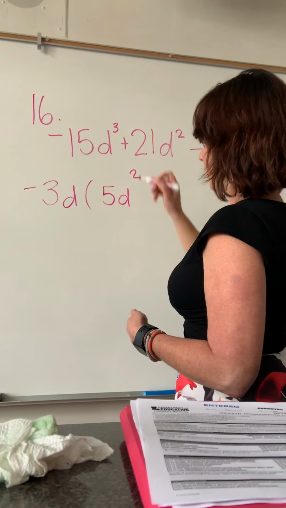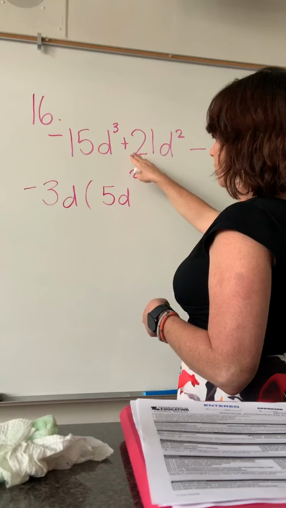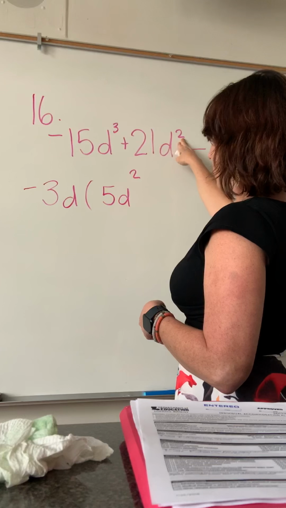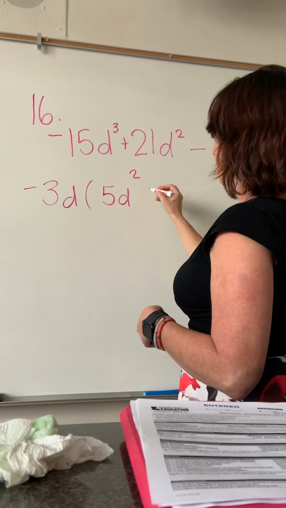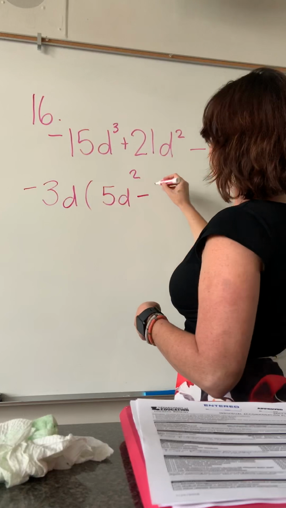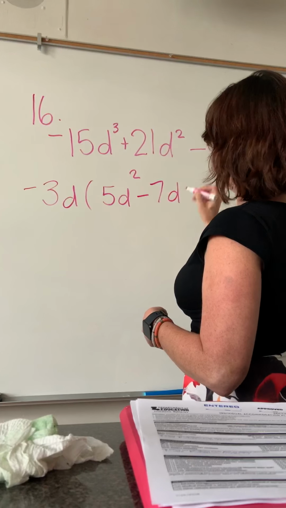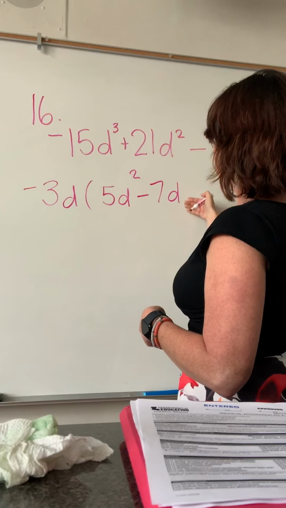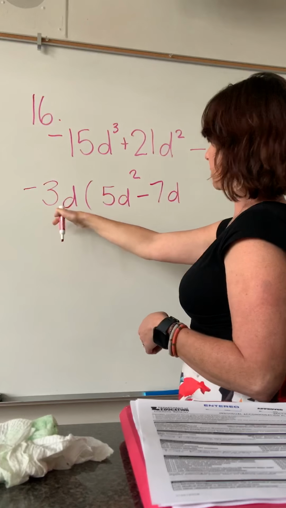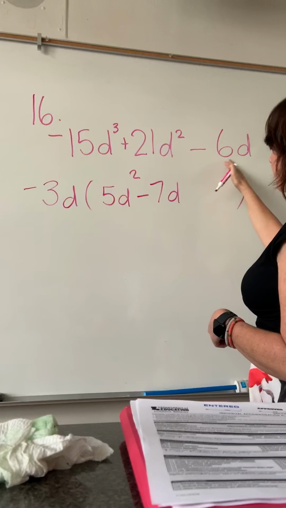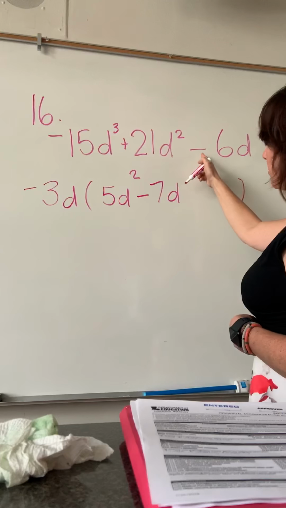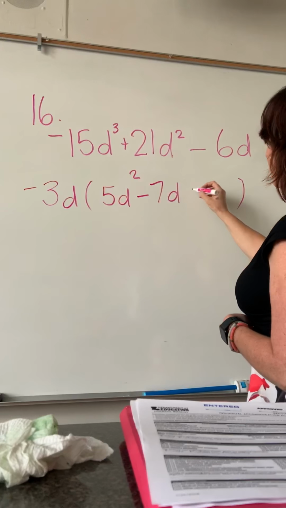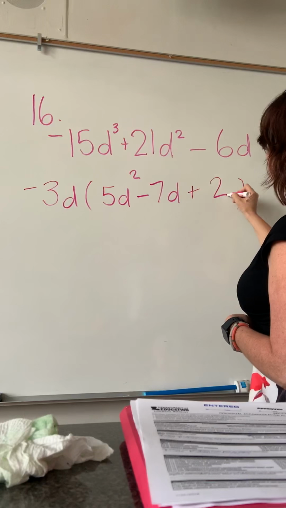And that makes that positive 5d squared. Okay, now positive 21d squared divided by negative 3d is going to be negative 7d. All right, we went from d to d squared to d because we pulled out a d. Now we have negative 6d divided by negative 3d. That's going to be a positive 2, because a negative divided by a negative is a positive.